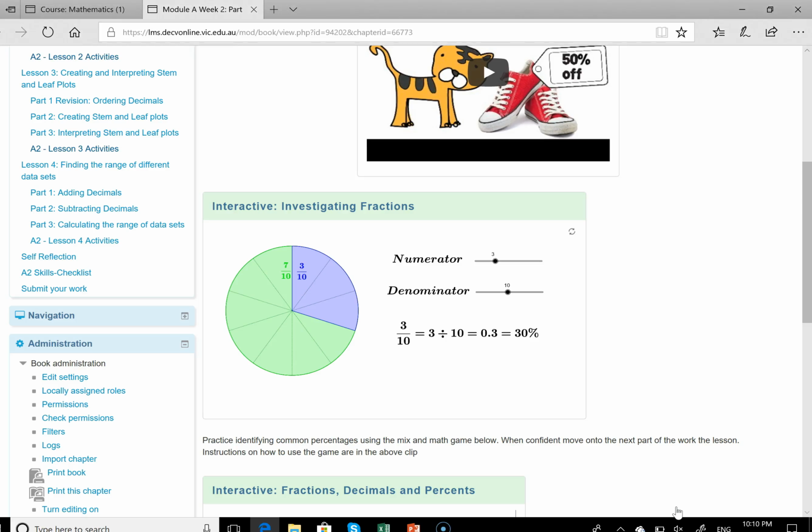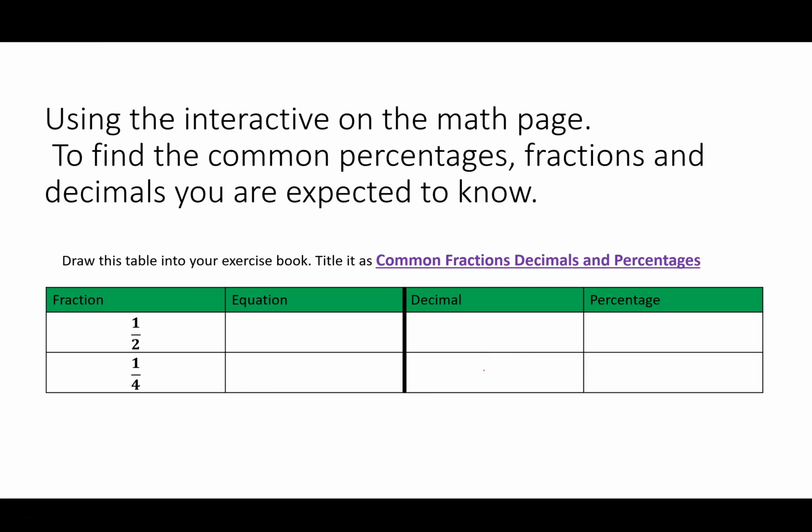In this case, for the first one, we've got 1 over 2. So as a fraction, it was 1/2. As a decimal, it was 0.5, and it was 50%. So the equation was 1 divided by 2, decimal 0.5, percentage 50%.